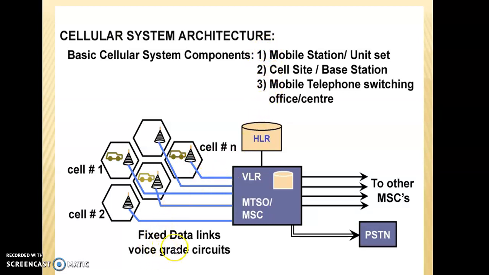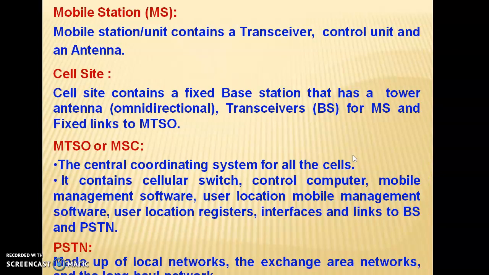If we closely look at this architecture, we can see the three major units, and this is the fourth unit, all present in this figure, where each cell has a base station, and there is a provision of mobile stations. Each base station is connected to the mobile switching center via fixed data links, and this mobile switching center is further connected to other MSCs and the PSTN. The mobile station is a unit that contains a transceiver, control unit and antenna. The base station is also a unit which has a tower antenna, which is an omnidirectional antenna, a transceiver for the mobile station, and a fixed link to the mobile switching center or MTSO.